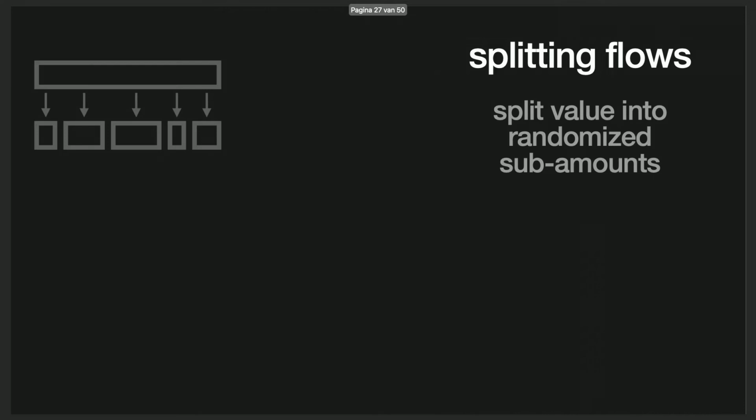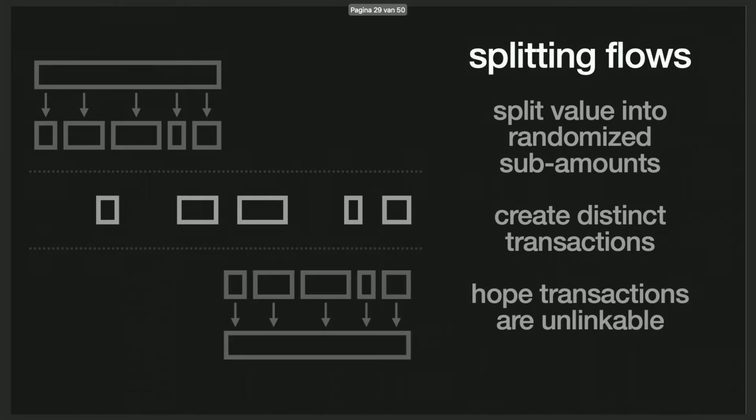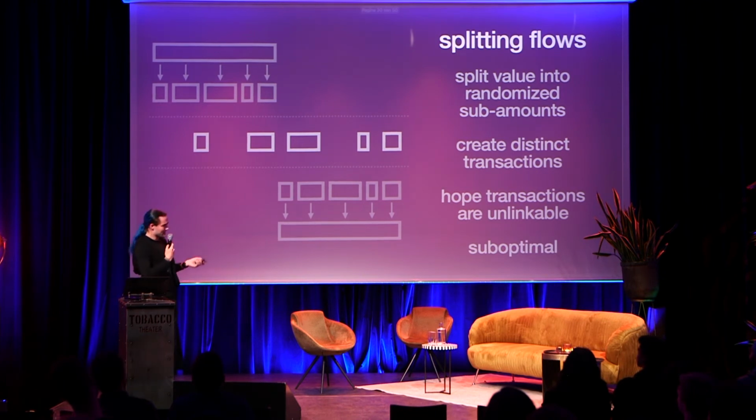So in the first case, splitting, you could imagine some user has some amount, and they're just going to split that into some randomized sub-amounts. Maybe they have some user agent that will do this for them. And then they'll spread those out into different transactions that each has a little part. And then later they'll try and reassemble them and just hope that whoever's looking at the chain doesn't know statistics. So that's obviously kind of suboptimal.